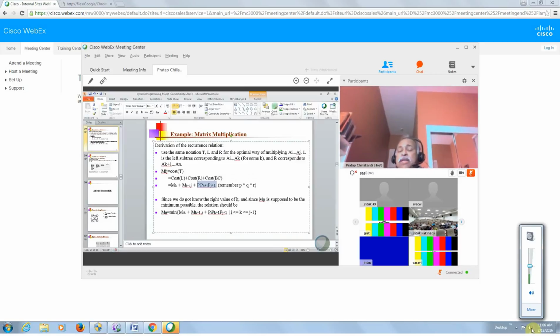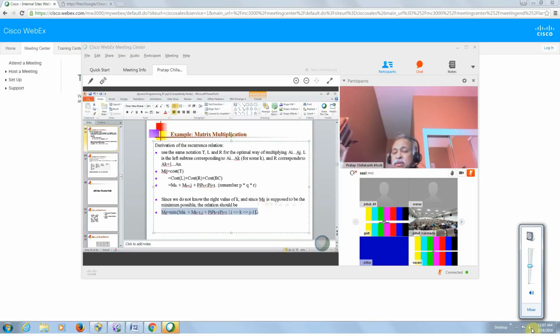Now what is the challenge in dynamic programming? We do not know where to split that. What is that value of k? Now how do we have to figure that out? We have to get the minimum of the cost for all values of k. So that's why you see this equation here, minimum of all the values of k between i and j minus 1. Okay. Some mathematics.